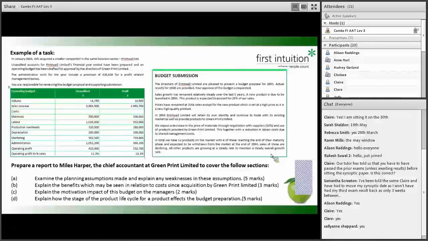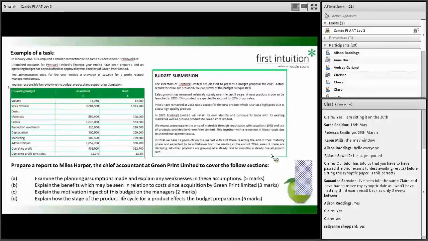We've got explain the benefits, explain the motivation impact of the budget, explain how the stage of the product life cycle affects the budget preparation. All of these, they're talking about explaining. It's going into detail. It's not just giving one or two words as an answer. One sentence isn't going to be enough. It needs a full explanation. We need the reader of our answer to understand what each of these things are.